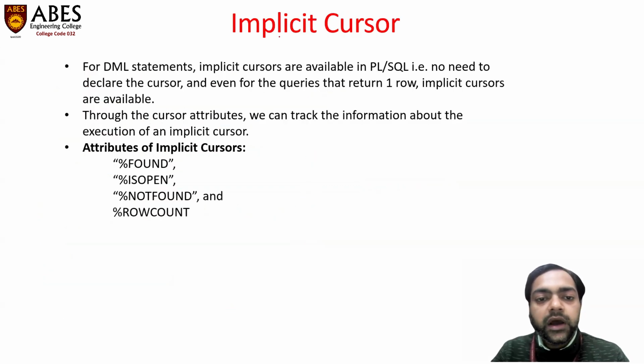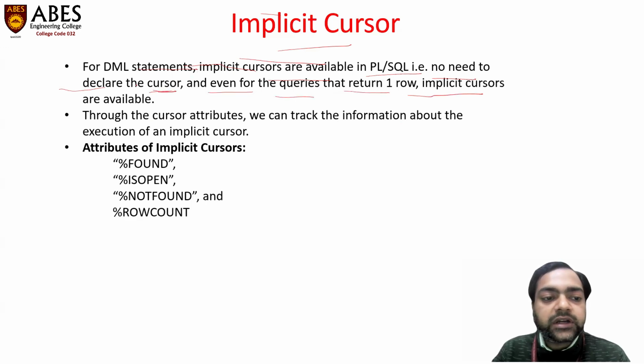Now, next we have implicit cursors. Okay, so what does it mean, or what will it do? So for DML statements, again, implicit cursors are available in PLSQL. That is, no need to declare the cursor here. Here we do not need to declare the cursor, and even for the queries that return one row, implicit cursors are available, right? If we talk about implicit cursors, through the cursor attributes, we can track the information about the execution of the implicit cursors.